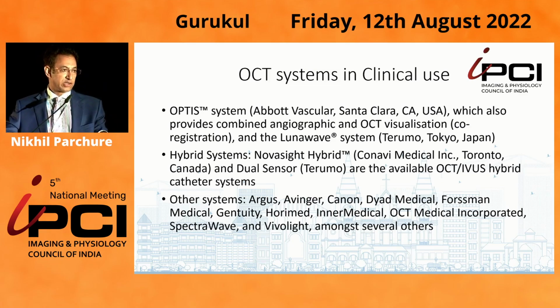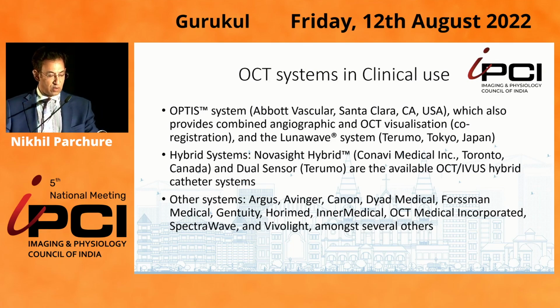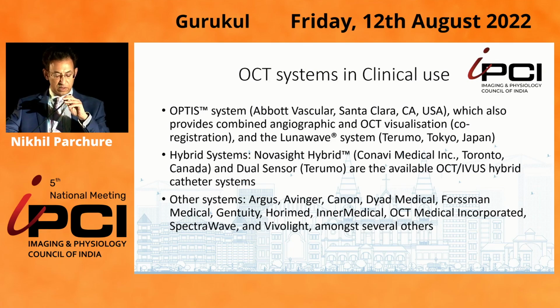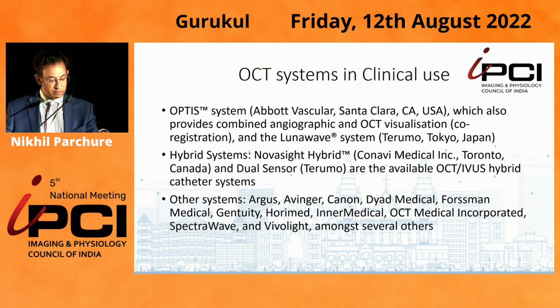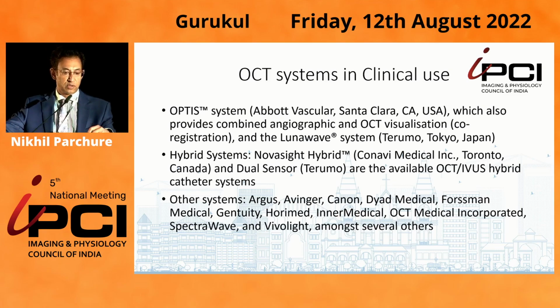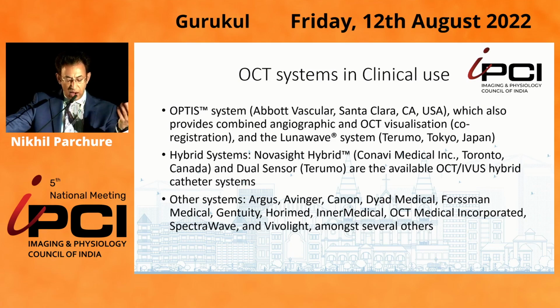The next exciting thing is hybrid systems, which are in use at the moment for research purposes: NovaSight Hybrid from Conavi Medical, a Canadian company, and Dual Sensor from Terumo. These are available OCT-IVUS hybrid catheter systems, which are being used at the moment for research purposes only. Exciting thing is there are many other companies trying to bring OCT systems onto the scene, like Argus, Avenger, Canon, Dyad Medical, Forsman Medical, Gentuity, many of them. And you will see in future lots of companies coming out with that.